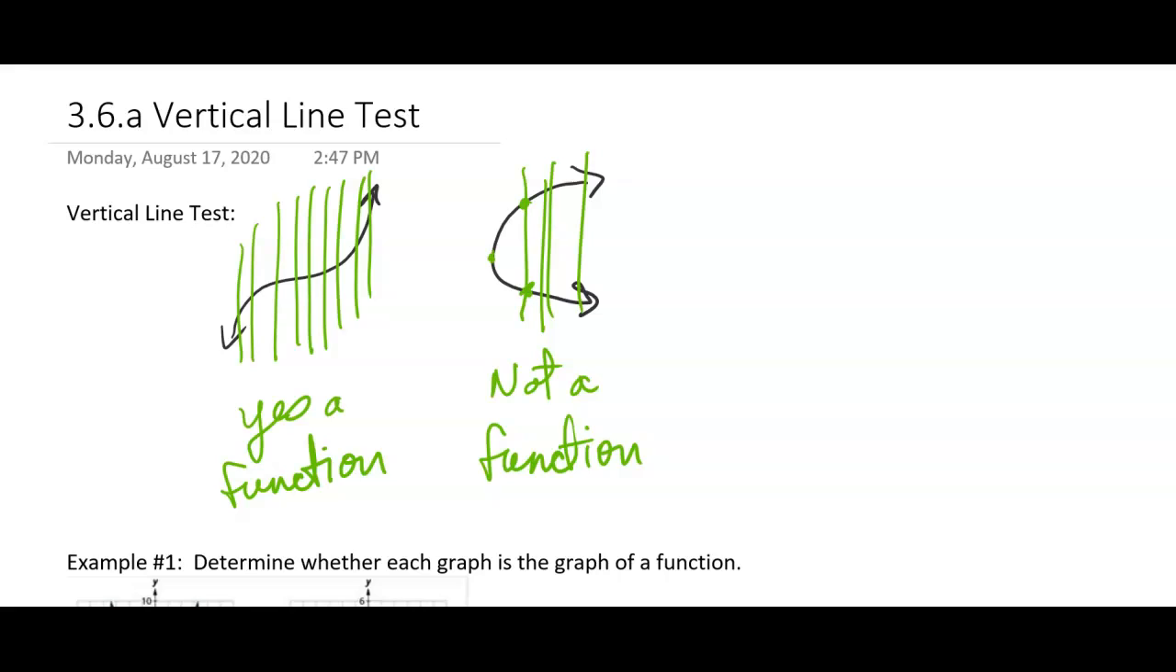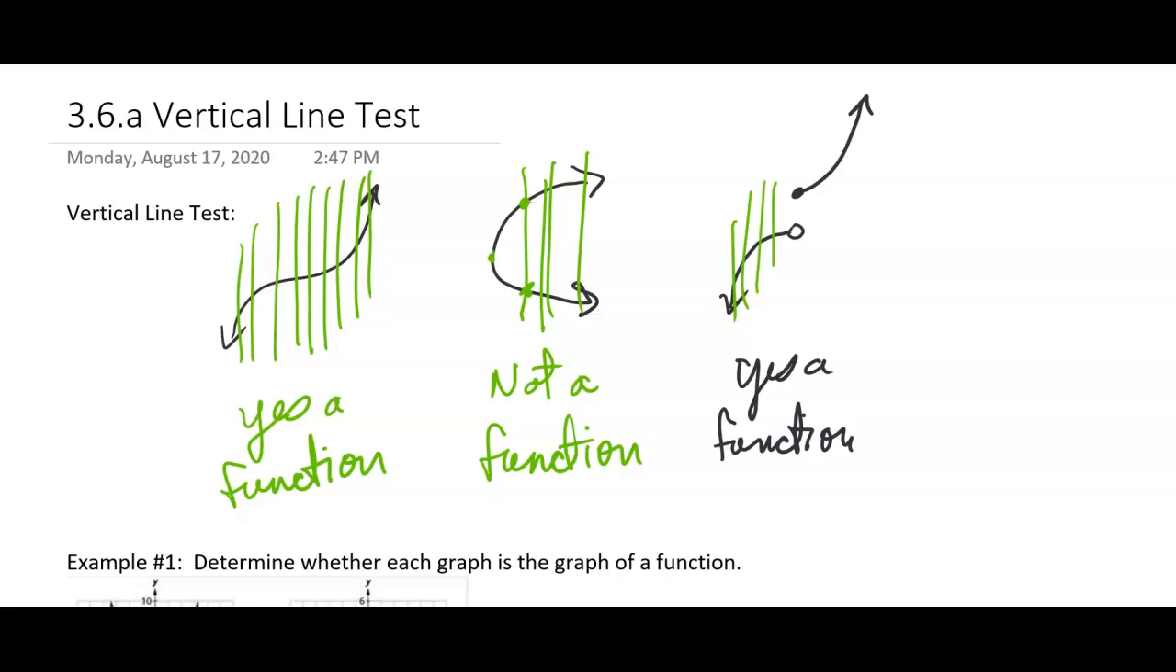So let's say you have a relation that looks like this. Is that a function? Yes, it's a function. So yes, a function. Because you can draw vertical lines anywhere. It's only hitting one place. Even right here, because of the open dot, it's only hitting one place on the graph.